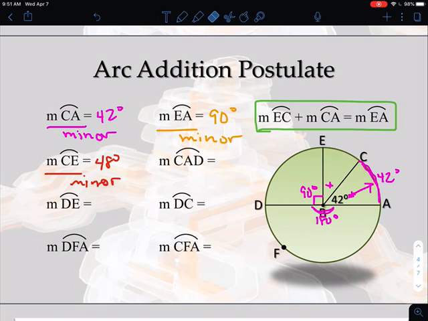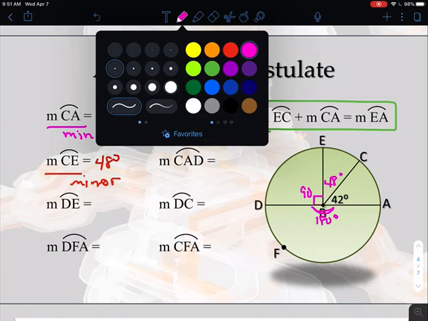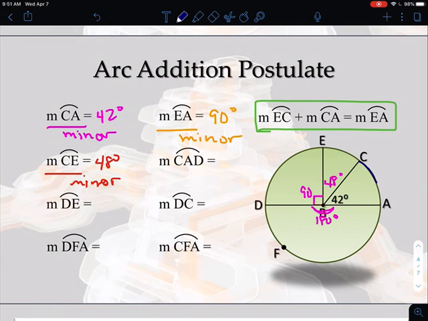Now when we get to the next piece, I'm going to erase some of this here real quick just to make this a little cleaner. So they said this was 48 degrees. Now if I go to CAD, pick a new color here, C, pass through A, and continue to D. So now we're looking at this arc right here, and that's one of the things, is making sure we know which one to work with. As I work my way around, I'm going to add up the arcs as I go.